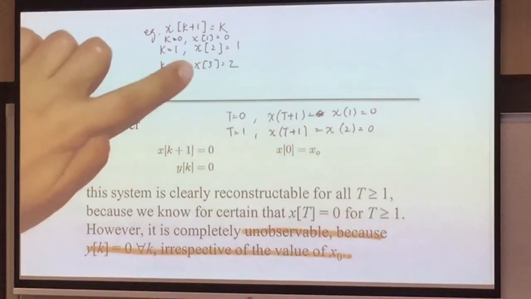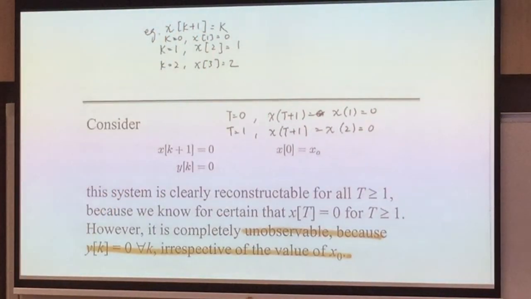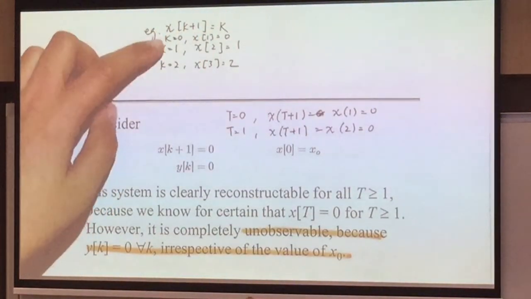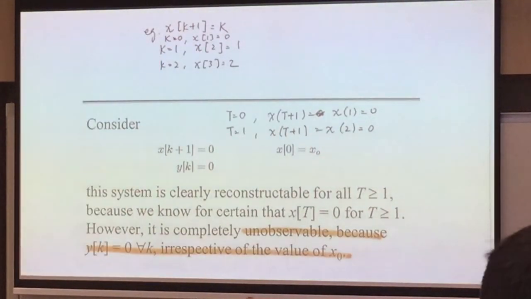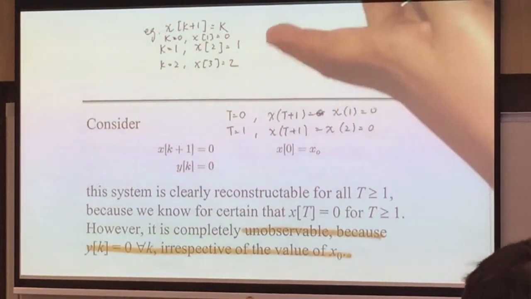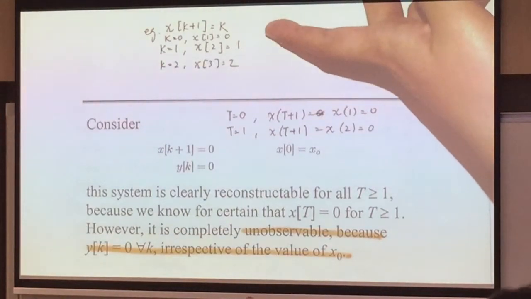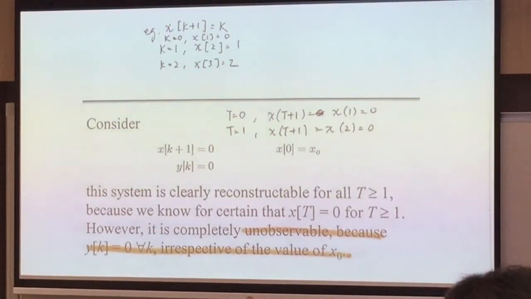Okay, versus this one, which is x(k+1) equals k, let's say. So you substitute k equals 0, x1 equals 0, substitute k equals 1, x2 is 1, substitute k equals 2, x3 is 2. Alright, this is reconstructible and it is also observable because there's some value.